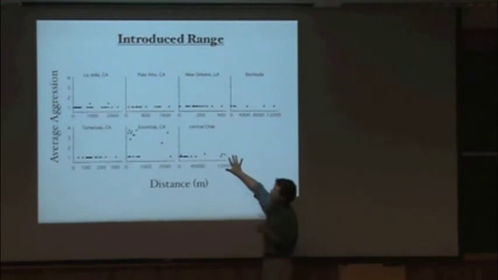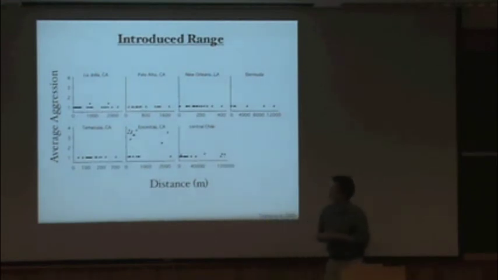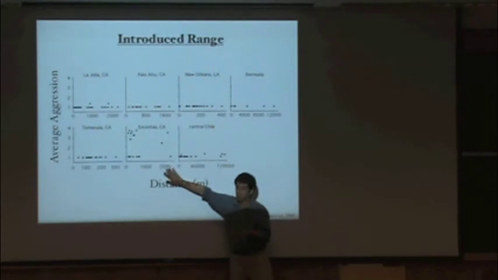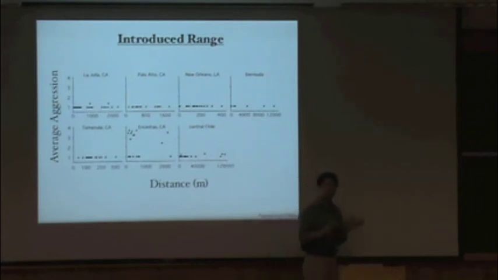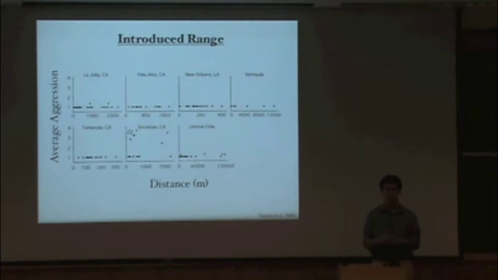And what you can see here is the behavioral features that exemplify this unicolonial colony structure. At all of these sites, except for this one exception here, which will become important later on, you can see that Argentines from hundreds or sometimes thousands of meters apart show no aggression towards one another. So over those distances, Argentines belong to the same colony. They're forming these big supercolonies.